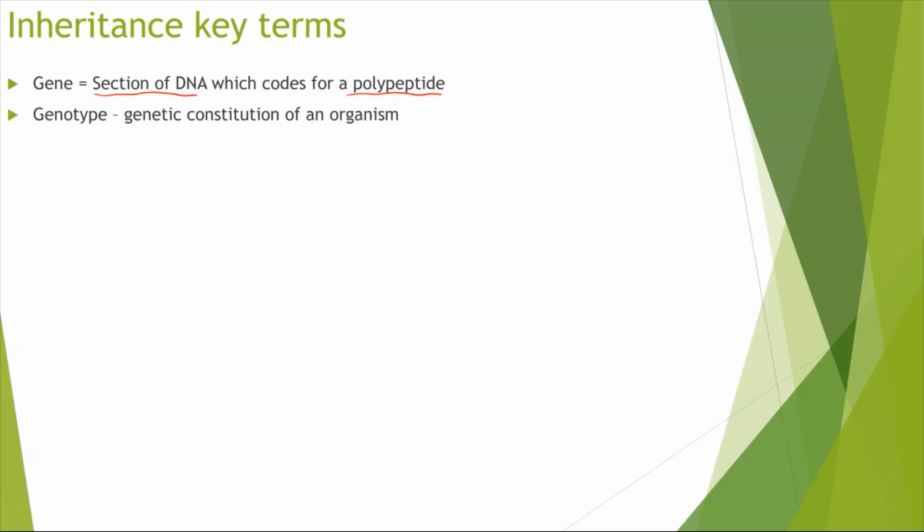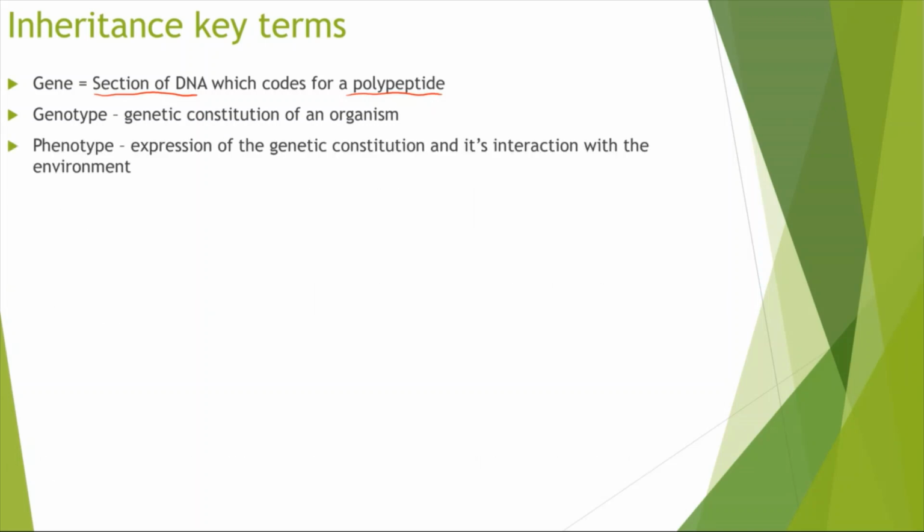Then we have the genotype. The genotype is the genetic constitution of an organism, where we have one gene and we're combining all the genes in our body to form that genotype. And the phenotype is the expression of the genetic constitution and its interaction with the environment. Just learn this definition as it is.